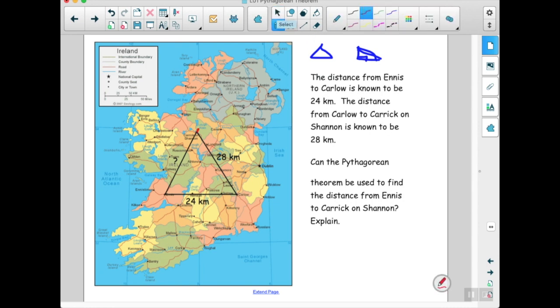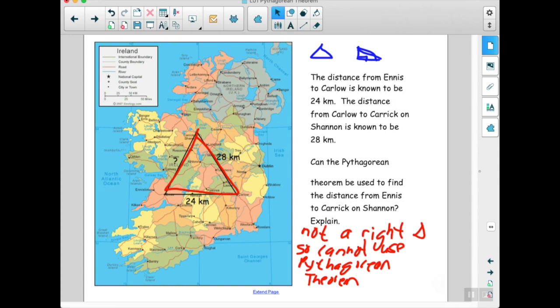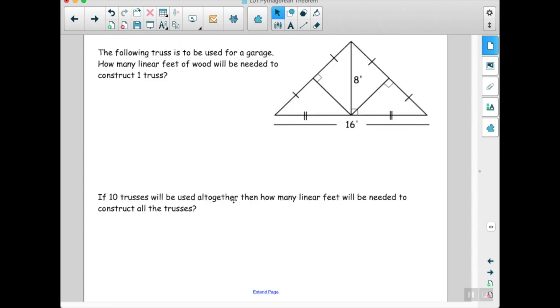So let's make note of that. Not a right triangle, so cannot use Pythagorean theorem. So in grade 10, you will explore ways using trigonometry to make calculations in triangles that are not right. All right, moving on to the next slide.